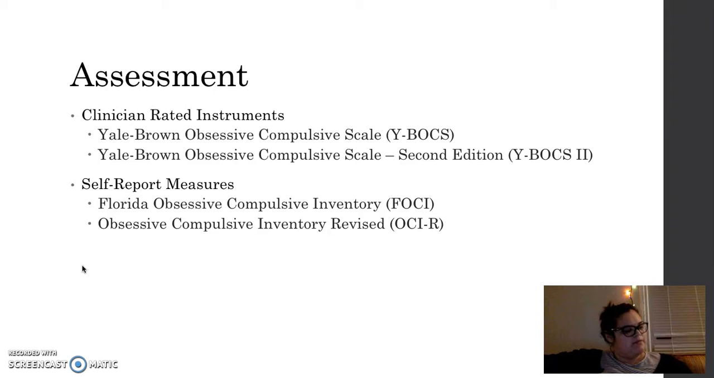So I know that's kind of boring for me to talk about, the validity stuff and the reliability stuff, but when you are choosing your measures, it's stuff that we should be considering.